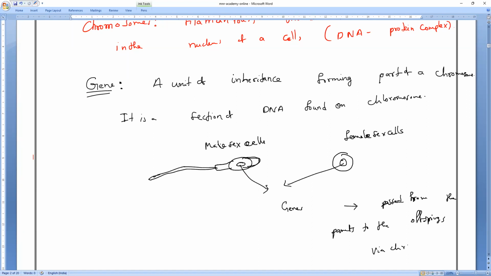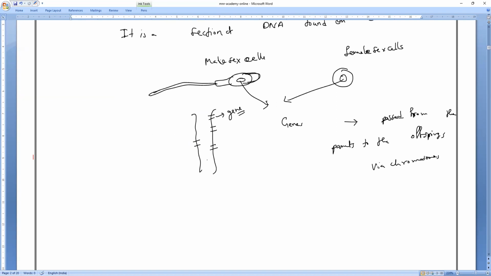Via chromosomes, meaning characteristics. If I take, for example, this chromosome, a particular part of the chromosome is responsible for a particular characteristic. That is called a gene, which is responsible for transferring the characteristics from parents to the offspring. Basically, where are they present? They are present in the sex cells, inside the nucleus of the male sex cell and female sex cell. That is what you have to remember.